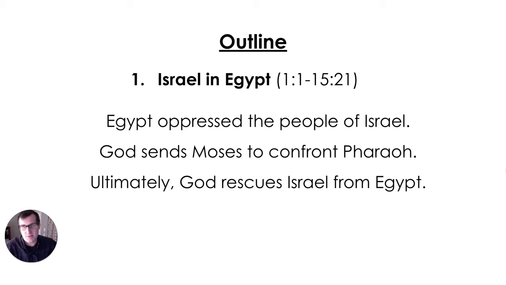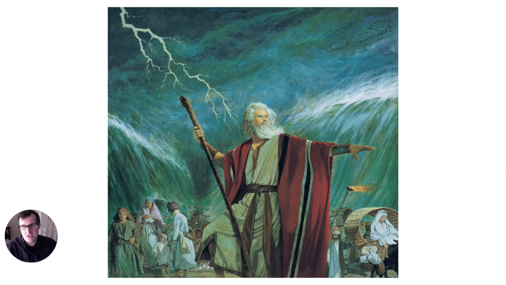Exodus includes some of the most well-known images and stories from the entire Bible. Egypt experienced 10 plagues which caused Pharaoh to relent and free Israel. And this section concludes with God parting the Red Sea to save Israel from Pharaoh's army.